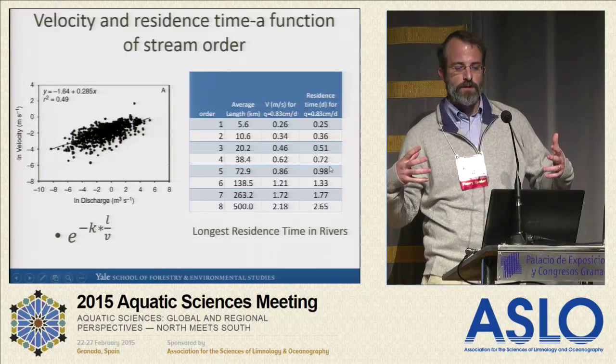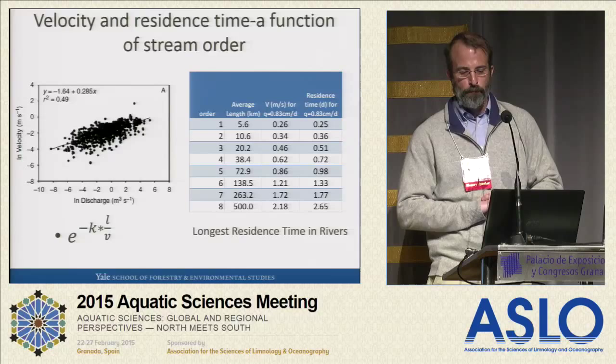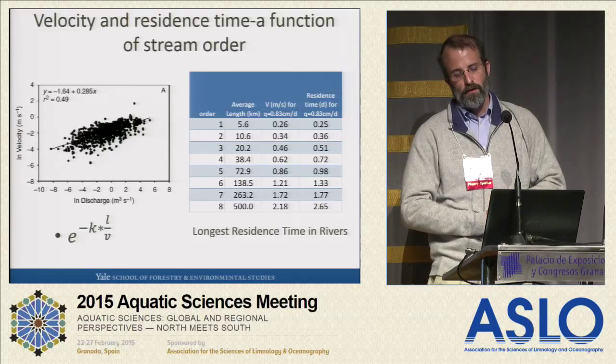And these are residence times that we estimate for that discharge of 0.8, that effective discharge, or the discharge that's most important for moving terrestrial DOM off the landscape. And so the basis for the shunt is that you're bypassing those small stream orders because the residence time is so low.